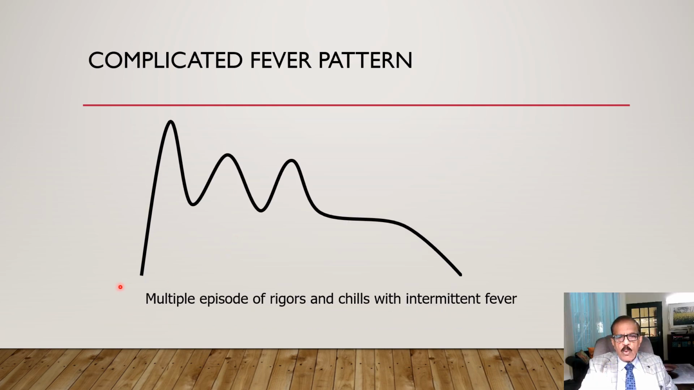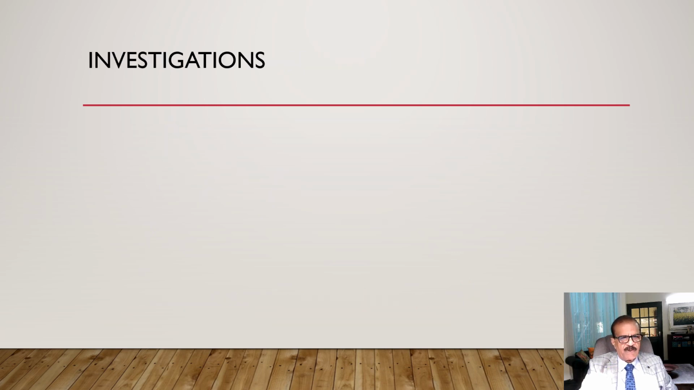But somebody who develops complication in the form of lung abscess or empyema or some other kind of complication like endocarditis, that patient is more likely to have multiple rigors and chills and ultimately slow resolution with the use of antibiotic.